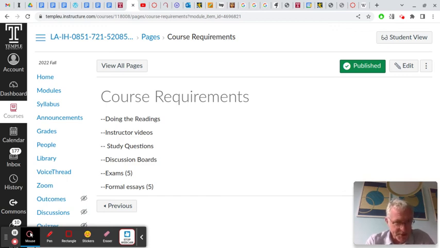We have the discussion boards, which is also an ungraded assignment. As long as you write something thoughtful, you'll get full credit for that. Each discussion board is worth 1 point, just as each study question assignment is worth 1 point.